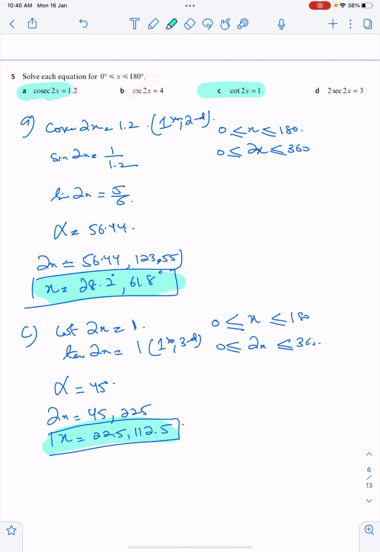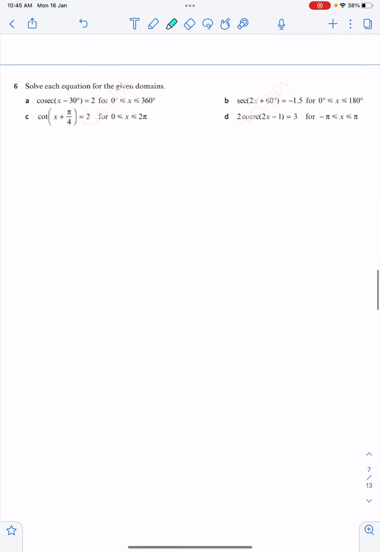Now we move on to the next question. Solve each equation for the given domains. Okay, so I'll go ahead with solving the C and the D part. The C part says cot of x plus pi by 4 equals 2.